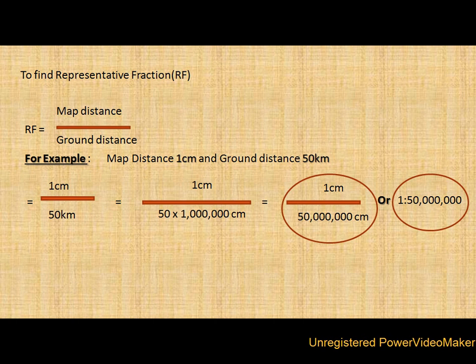So the RF ratio we can write in either of these ways: 1 upon 50 lakh, or 1 raised to 50 lakh. So this is how we calculate the RF ratio. Any of these ways which is circled, we can use to show the scale on the map.